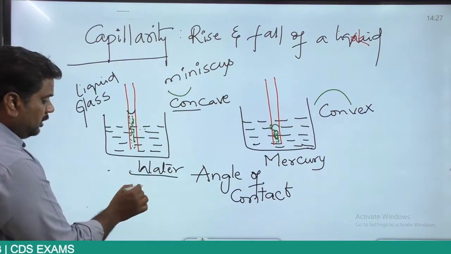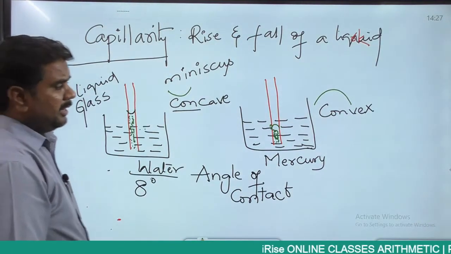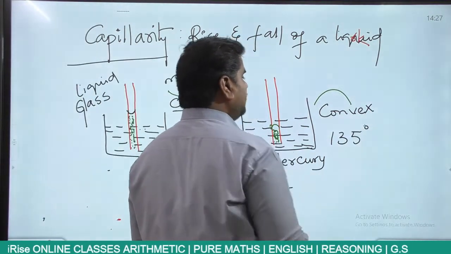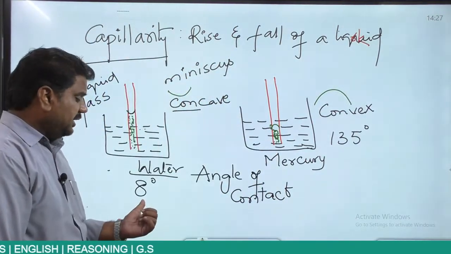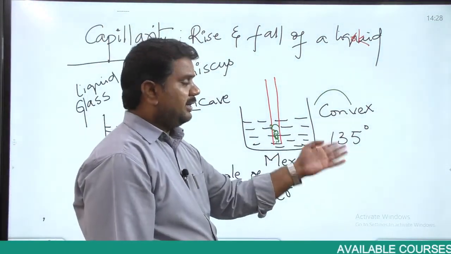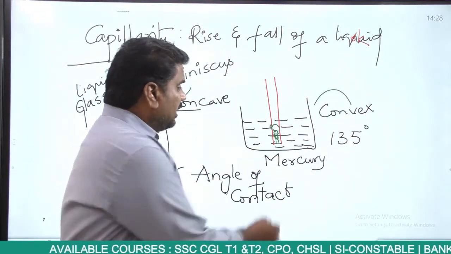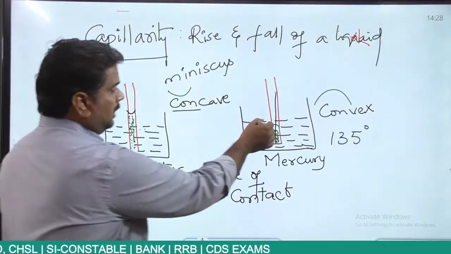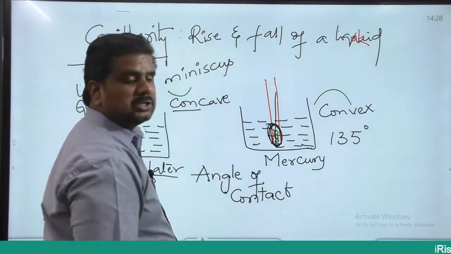In case of water, the angle of contact is only 8 degrees. In case of mercury, the angle of contact is something around 135 degrees. So here it is 8 degrees, and in that case it is 135. Since the angle of contact is around 135 degrees, mercury will not stick to glass. At the same time, it loses its capacity to rise upwards. Right? That is the reason why the level of mercury in the capillary tube is less with respect to surroundings.